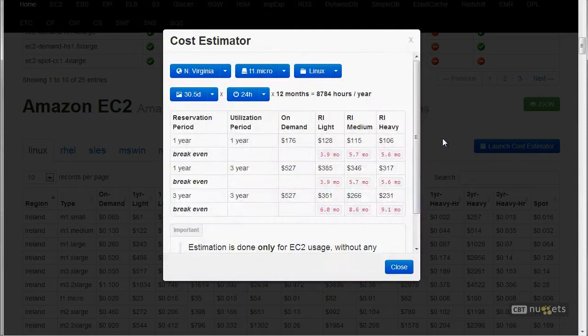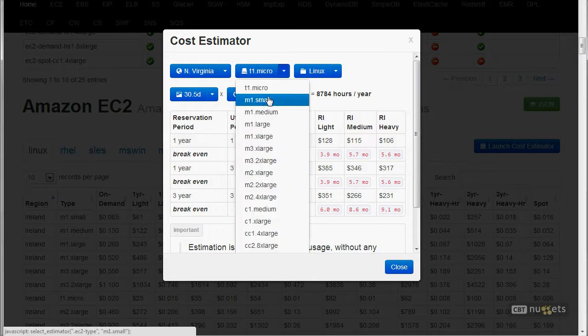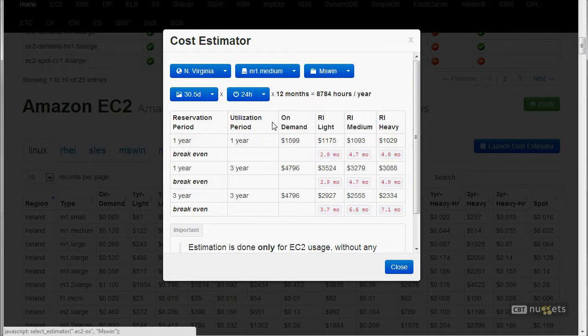They actually have a cost estimator to do some of the spreadsheet work for you. They say, based on the region, what kind of instance are you trying to run? What's your operating system? And you can say, okay, if I run this instance for 30.5 days a month and run it 24 hours a day or this many a year, then on demand it's going to cost me $15.99 a year. If I did a reserved instance, light utilization, it's only going to cost me $11.75 a year. I'll actually break even at 2.9 months into that. So you can think, okay, if I'm going to be running this longer than that, I really want to consider a reserved instance rather than using on-demand pricing.